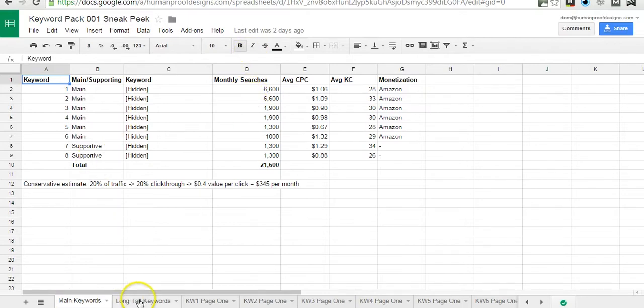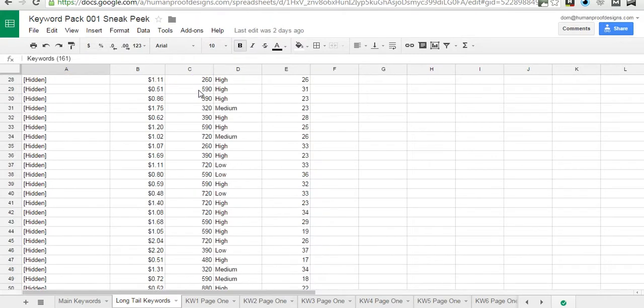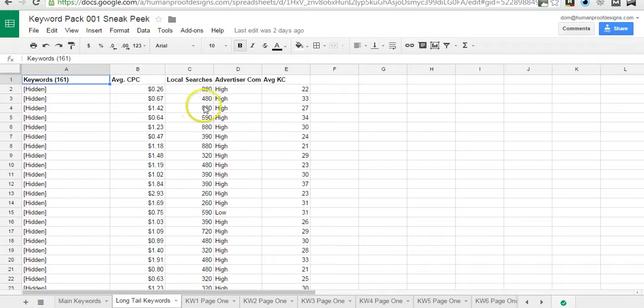Okay, so then the next tab is the long tail keywords. So again, these are hidden. For these, I normally choose a minimum of 250 searches a month. So you can get even more if you go down to like 20 searches, 30 searches a month. But 161 is a great number. And again, the average KC is low.